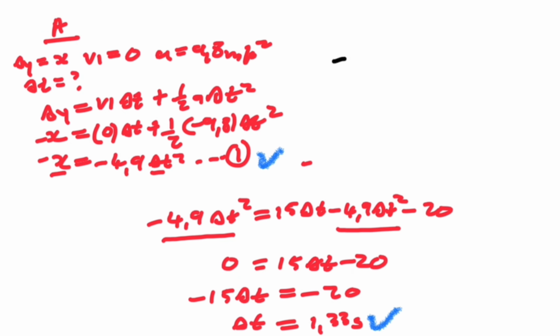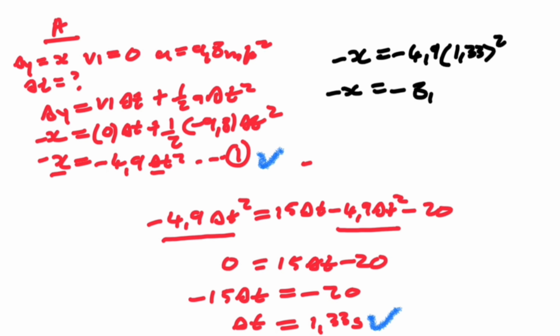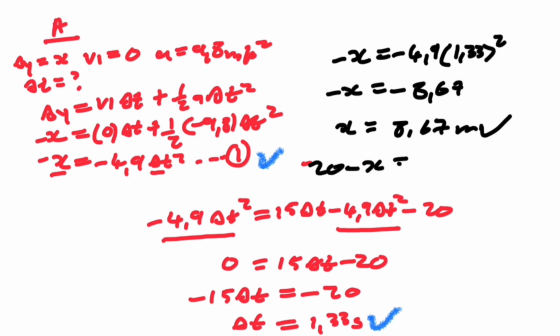We're going to have minus x being equal to minus 4.9 multiplied by 1.33 squared. So minus x is equal to minus 8.67. So x is equal to 8.67 meters. And 20 minus x will be equal to 11.33 meters, which makes sense.